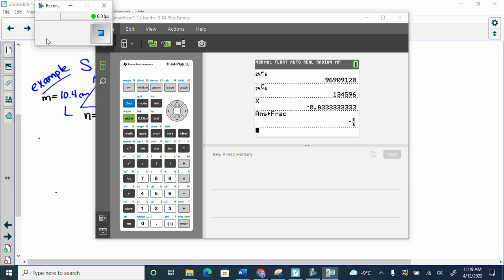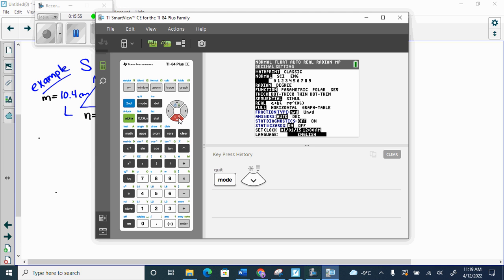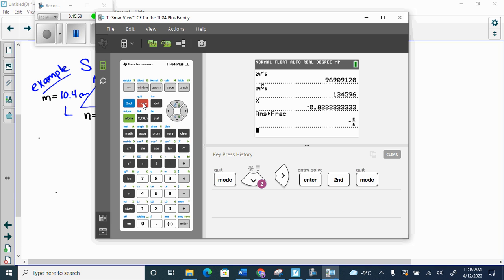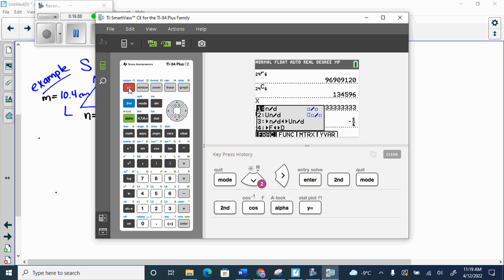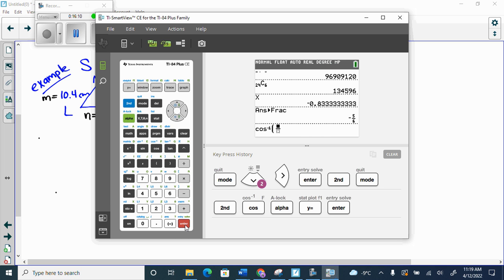Pay attention. So we're going to go mode. We're going to make sure we're in degrees. Okay, if you have the new calculators, follow along. If you have the old calculators, I'll show you what I would do after. So if you have the new calculators, you're going to go second, cos, and then you're going to go alpha, y equals, enter, and you're going to type it in exactly the same as the page. So if you're messing up, it means you're not typing it in exactly the same.